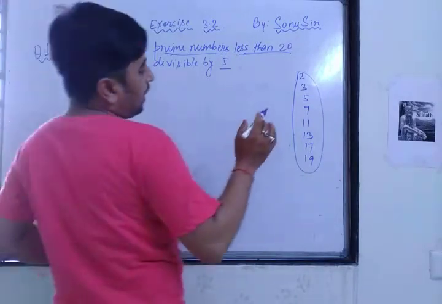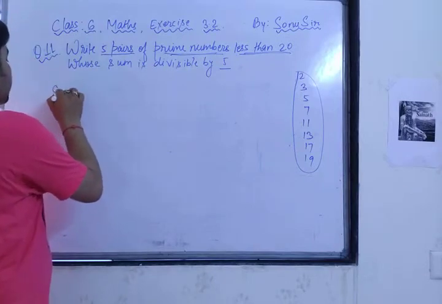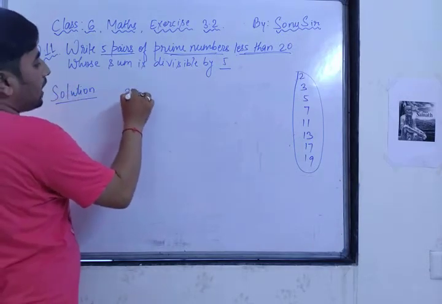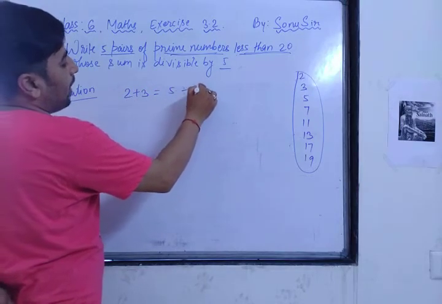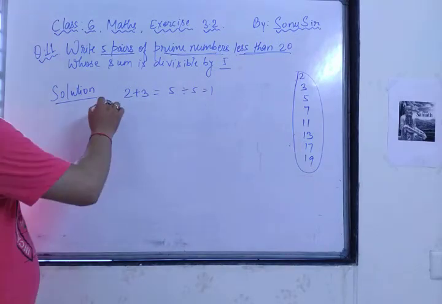Just suppose, I have to make 5 pairs. If I add 2 plus 3, 2 plus 3 is equal to 5. 5 is divisible by 5. Got it? Now, this is the first pair.